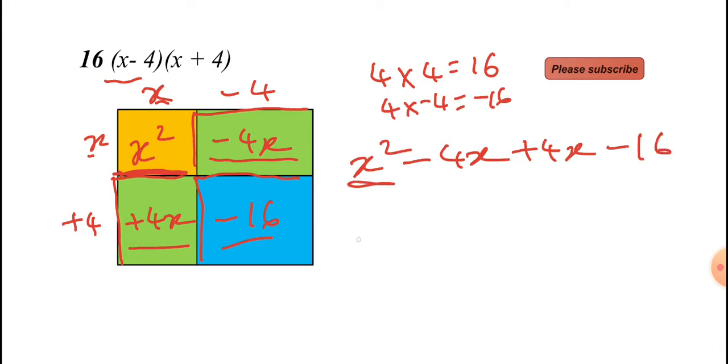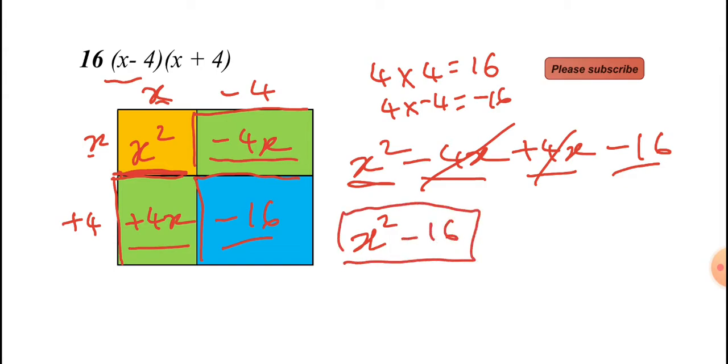So the x squared, just copy it down as it is, there's no collecting like terms. The minus 4x and plus 4x just cancels out. So if I've got minus 4x and I'm adding 4x, it's just 0, and then minus 16. So the final answer is x squared minus 16.